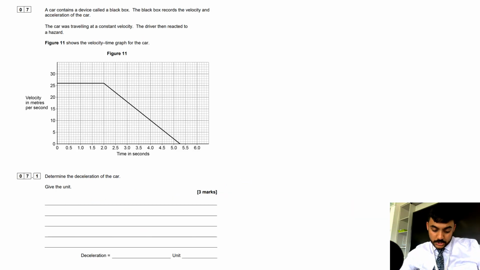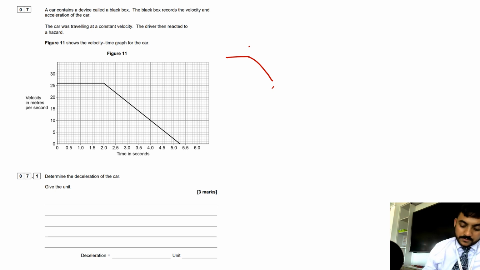Fantastic kinematics questions. A car contains a device called a black box. Remember, a black box is used to monitor if the driver is being safe. The black box records the velocity and the acceleration of the car. The car was traveling at a constant velocity and the driver then reacted to a hazard, and this shows the velocity time graph for the car. This section, the flat section, is the constant velocity. The gradient section is when it's decelerating, because it's going from a big velocity to a small velocity. So the question is, determine the deceleration of the car.